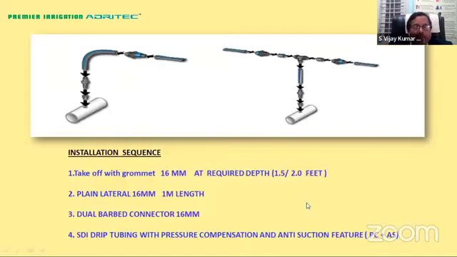And when we come again to the installation, we have to follow a sequence. So what is the sequence? All of you know that from the submain, we will be taking a takeoff and a grommet. And from there, this is going to be at a certain depth. And from the depth, you are going to have the connection.